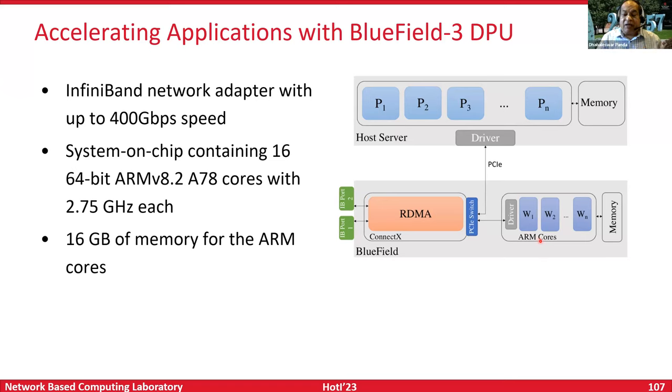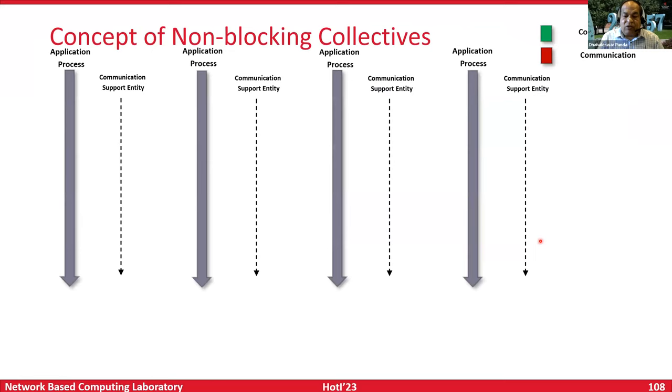And especially in the beginning, with that kind of capability, now you can ask the question, what should I offload? Should I offload computation? Should I offload communication or synchronization, or both? A lot of research is taking place recently. In our group, we have started working on offloading something called non-blocking collectives. So let me introduce that first and then see what happens.